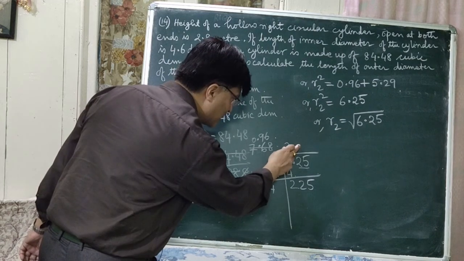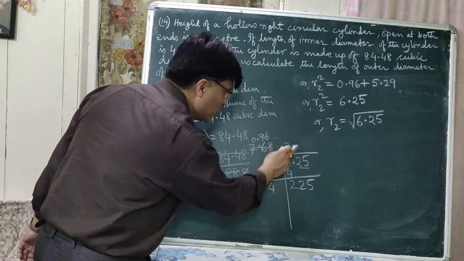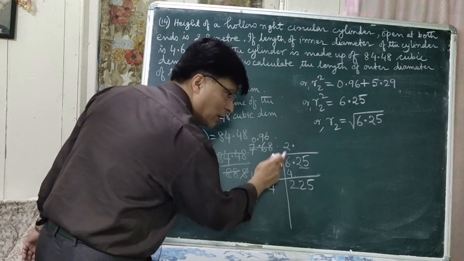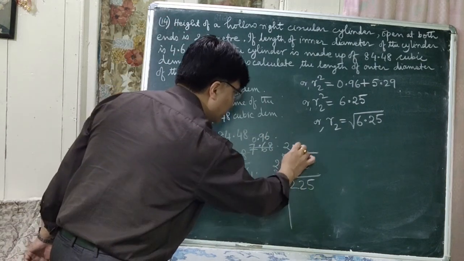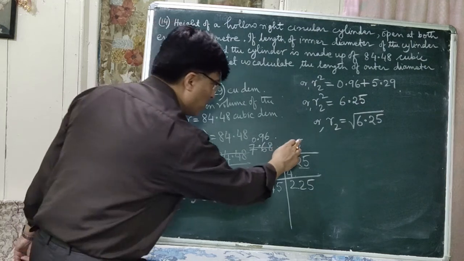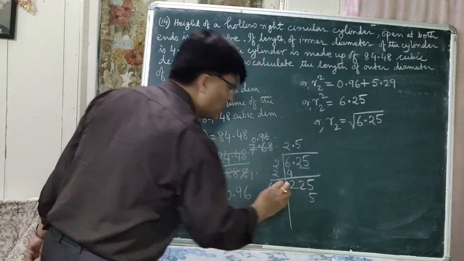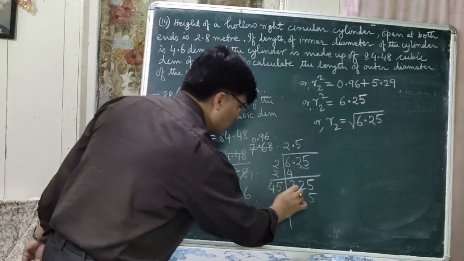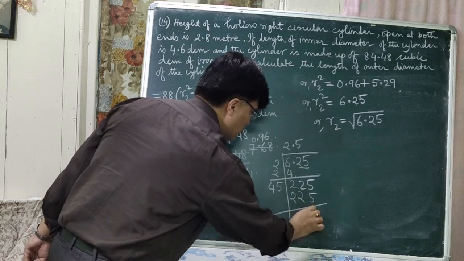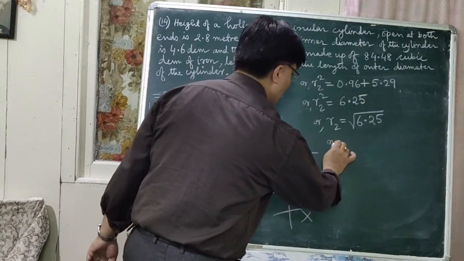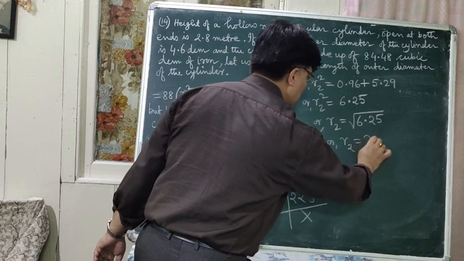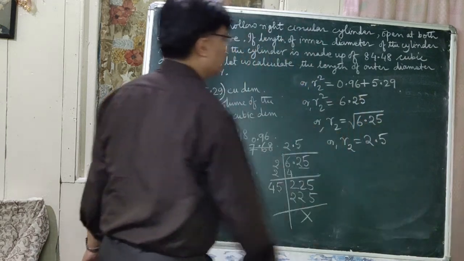Now here, which digit placed on both sides, when multiplied, gives up to 225? That is 5, isn't it? This is 5. This is also 5. 5 5s are 25, 5 4s are 20, plus 2 is 22. So this is the cross. That is your 2.5. So, this is R2 is equal to 2.5.